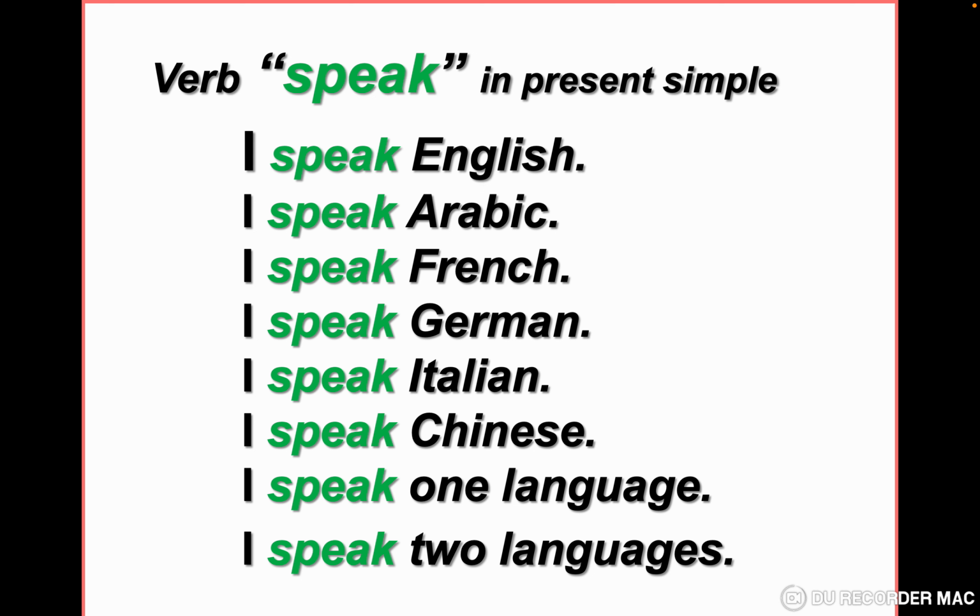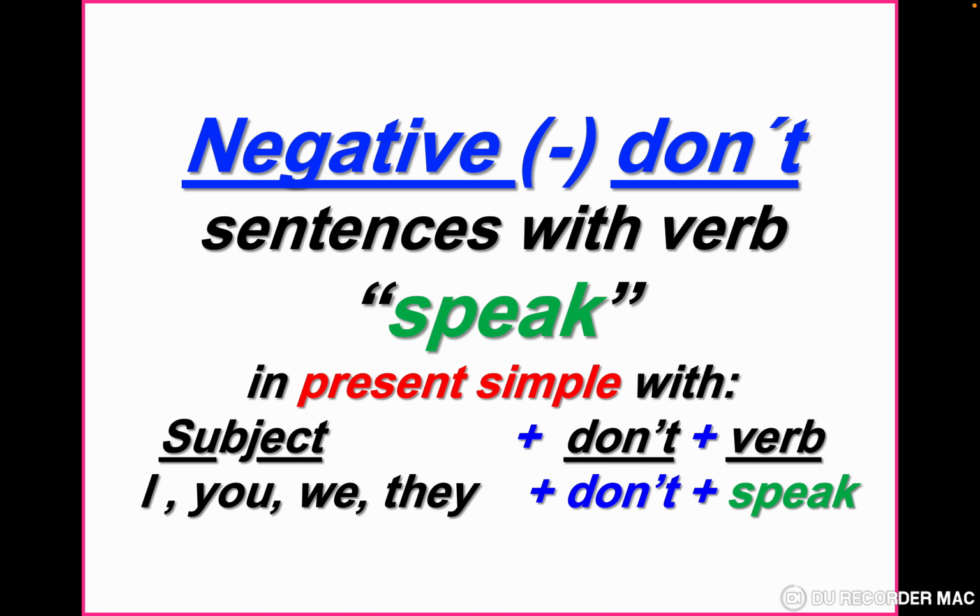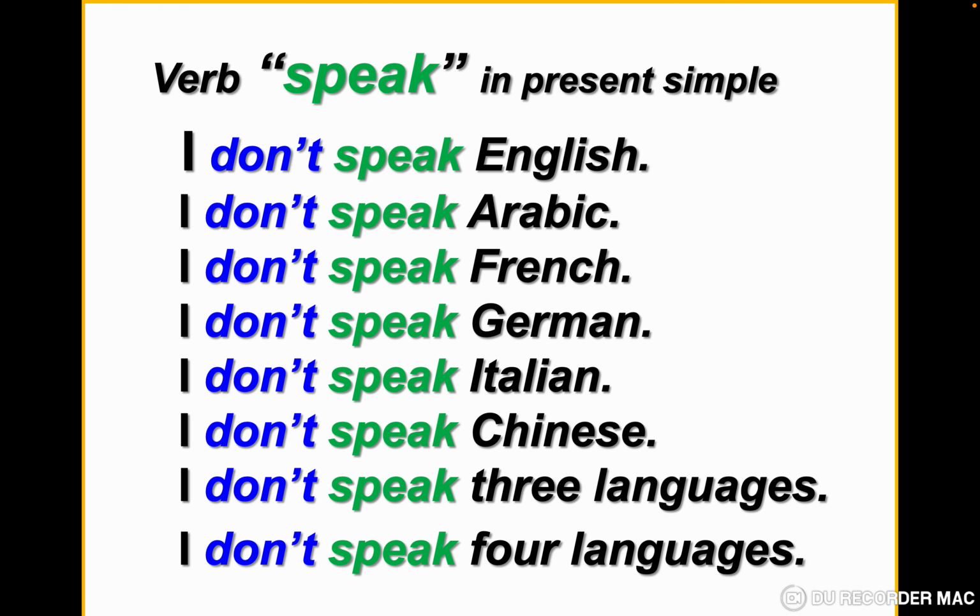Let's go to the negative form. I don't speak English. I don't speak Arabic. I don't speak French. I don't speak German. I don't speak Italian. I don't speak Chinese. I don't speak 3 languages. I don't speak 4 languages.